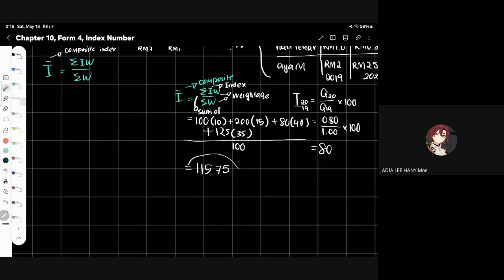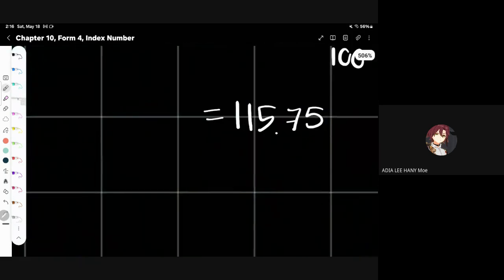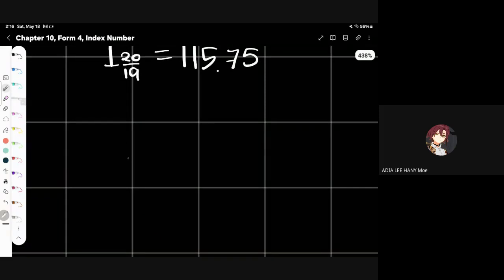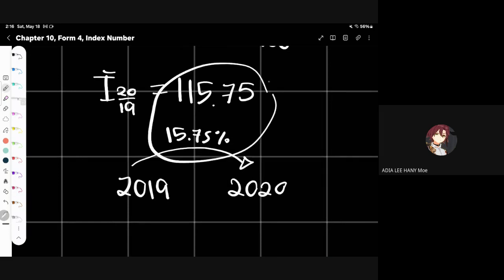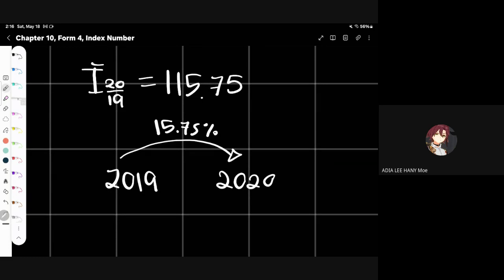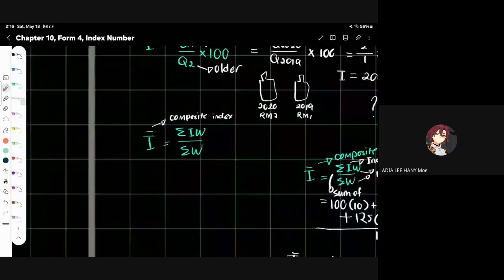So basically, this means the cost of nasi lemak. Remember, this is the I index, so it should be 20 over 19. The cost of nasi lemak in 2019 and 2020 increased by 15.75%. That is the meaning of it. It basically means the total cost of the nasi lemak increased by 15.75%. So that is the reason we use composite index.